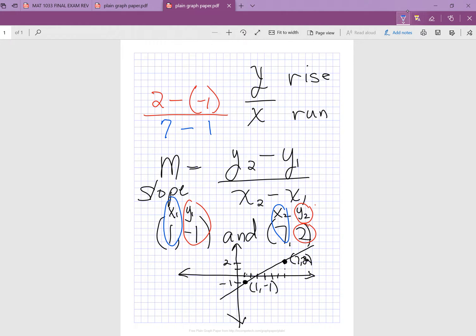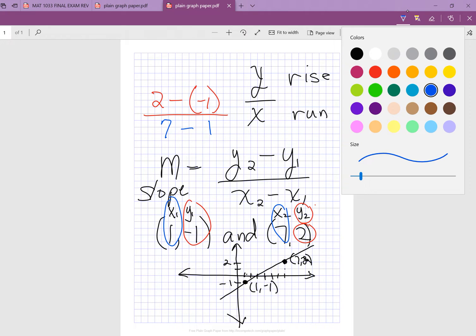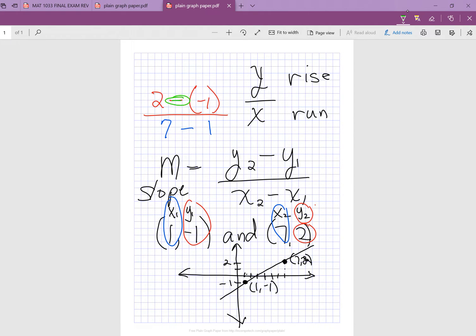Just remember that this negative is present because of the formula. So if you notice, I still have negative 1 listed as negative 1. So when I look at my slope here, I'm simply going to say this becomes, double negatives become a positive, so this is really 3, because 2 plus 1 is 3. And 7 minus 1, well, that's going to give me 6 in the denominator. So my slope, rise over run, is 3 over 6, which also reduces to 1/2.